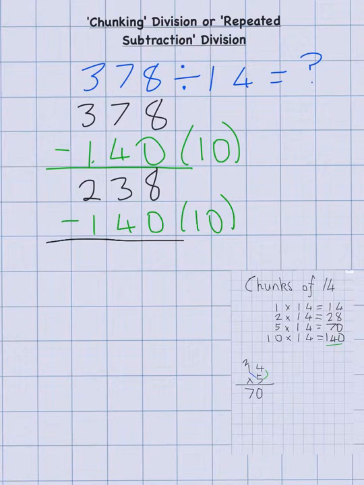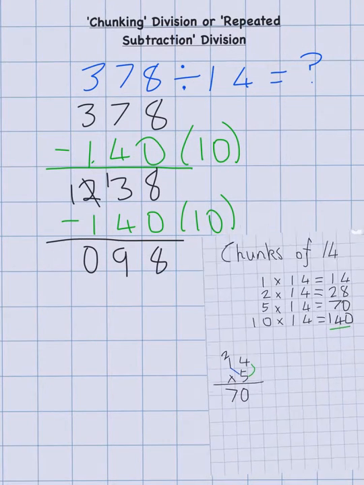calculation. 0 from 8 leaves 8. 4 from 3, well I can't take 4 from 3, so I'm going to borrow from the 10 next door, or in this case it'll be acting like a 10. And then we have 13 subtract 4 leaves 9, 1 subtract 1 leaves 0, so now we're down to 98. Okay, and we've taken away 2 chunks of 10 14s.